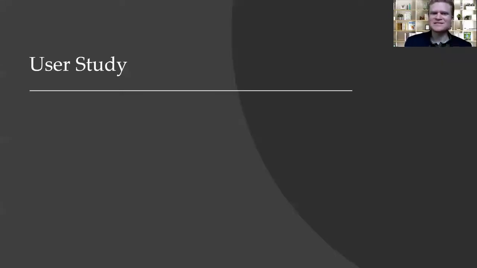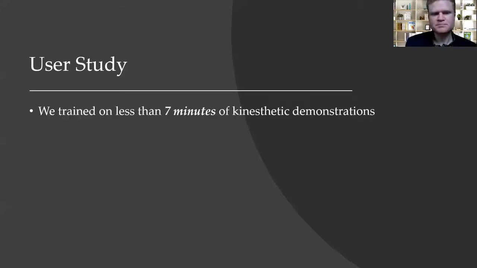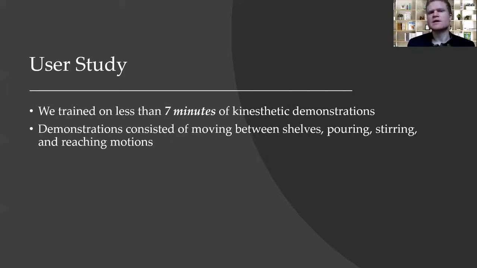Okay, great. So that simulation hopefully demonstrated the 4 properties that we want. Let's look and see how this actually works in a user study. We're going to perform a user study that's based on a cooking task. We trained the robot with about 7 minutes of kinesthetic demonstrations. These demonstrations showed skills that were relevant to the overall cooking task, but didn't perform the task entirely. There were things like moving between shelves, pouring, stirring, reaching, basic skills that we might need when cooking.